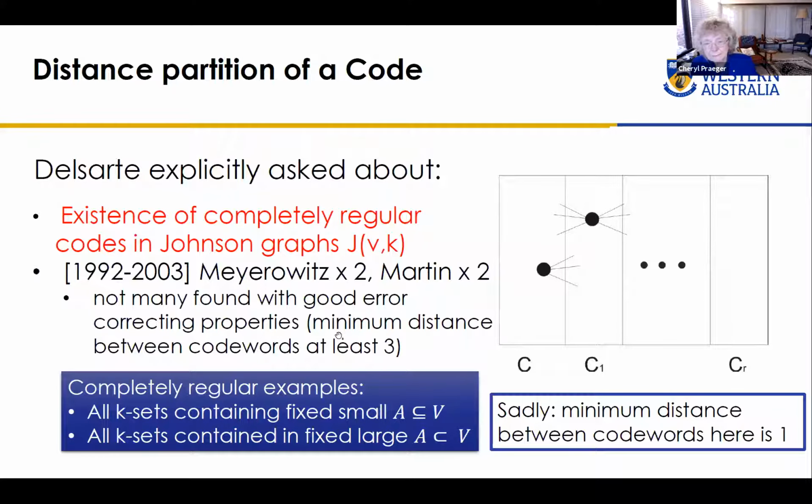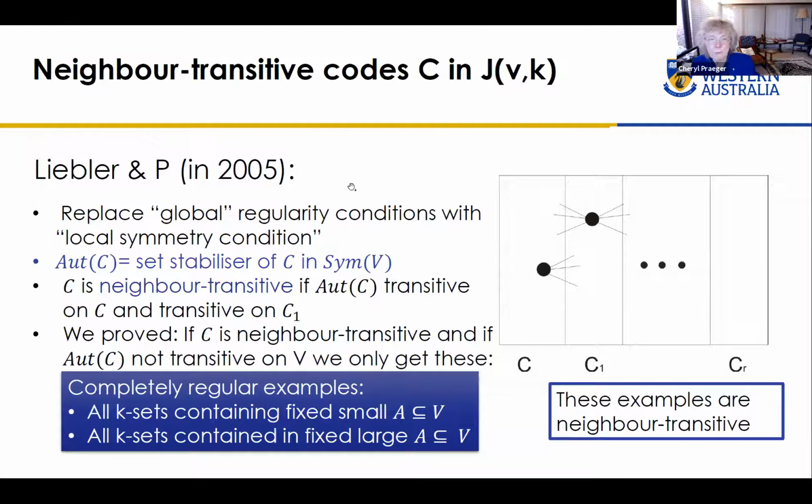So this is when I started working with Bob Liebler. It was back in 2005. We decided to replace this rather global regularity condition of being a completely regular code with something much more local, but we wanted it to be pretty easy to check. And so we decided to make this local condition a symmetry condition.